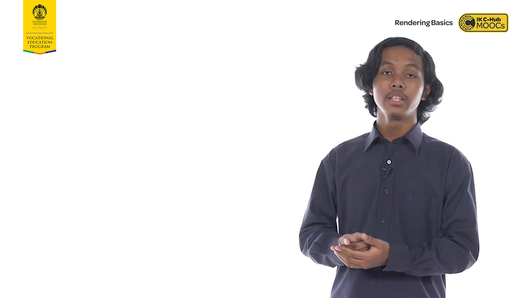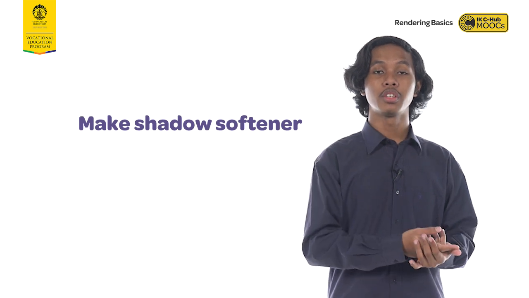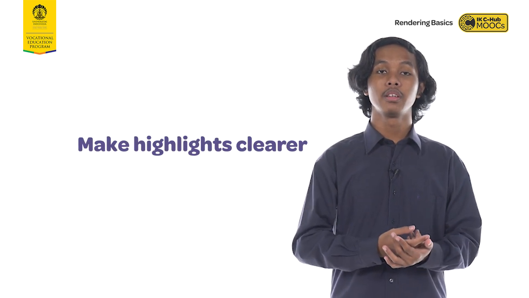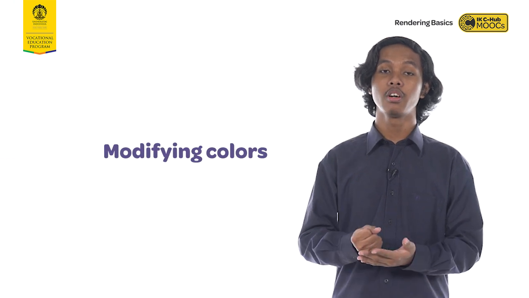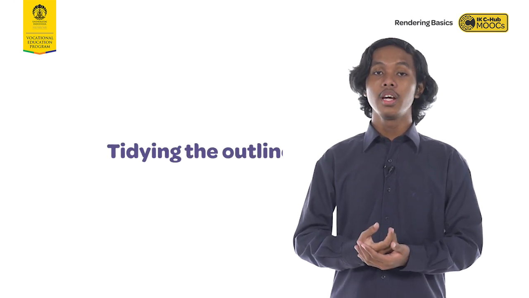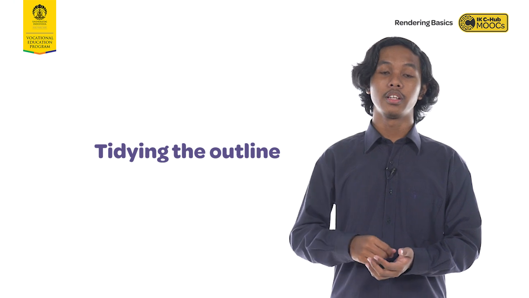For example, shadows can be softened to be more natural. Highlights can be made clearer to highlight certain elements. Colors can be modified to create a stronger atmosphere, or changing the outline or line art in the illustration.